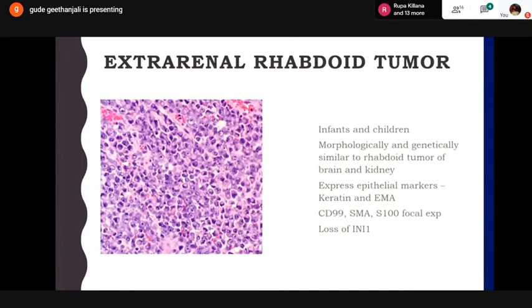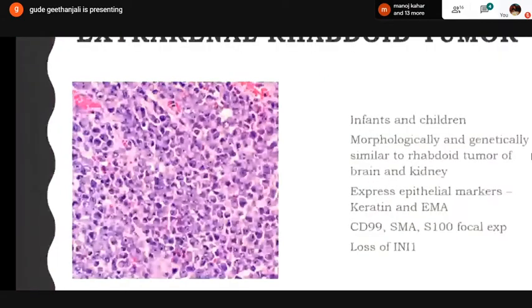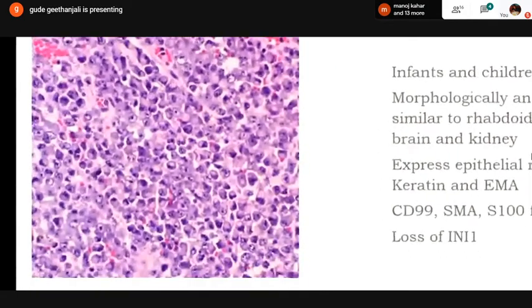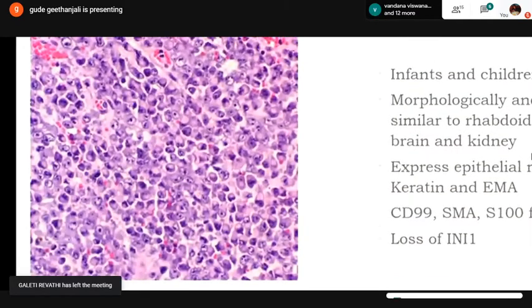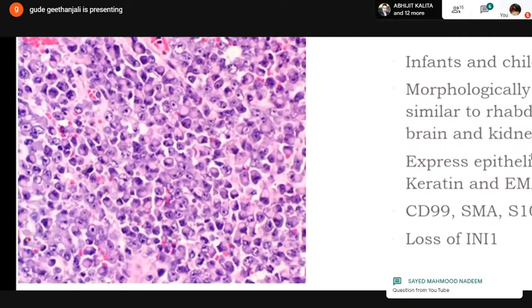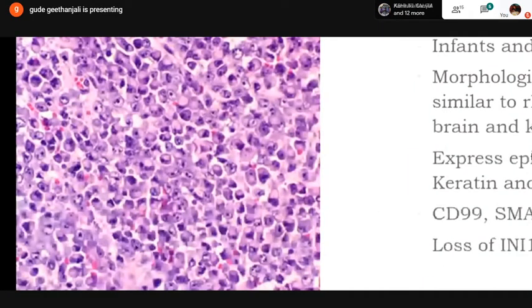The next entity, a malignant and highly aggressive tumor seen in infants and children, is the extrarenal rhabdoid tumor. The extrarenal rhabdoid tumor has morphological similarity to the rhabdoid tumor seen in the kidneys and also the ATRT of the brain. These are characterized by the presence of intracytoplasmic eosinophilic hyaline-like inclusions. The nucleus is pushed out to the periphery, and vesicular chromatin and prominent nucleoli are seen in rhabdoid cells.